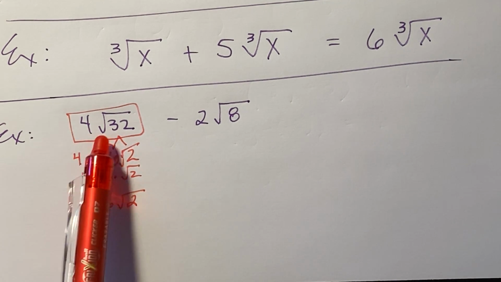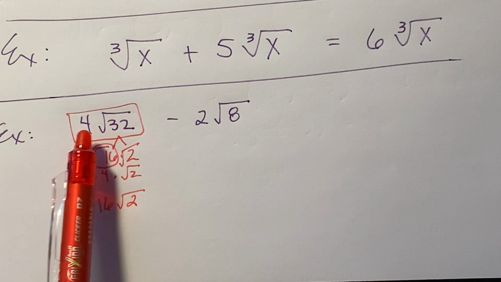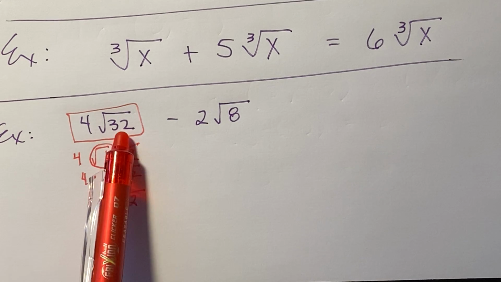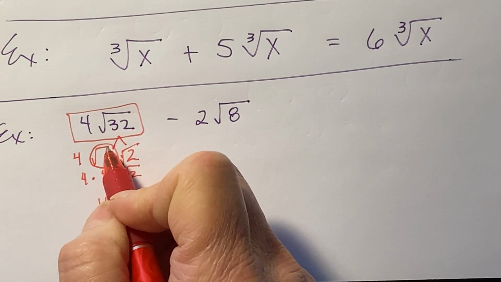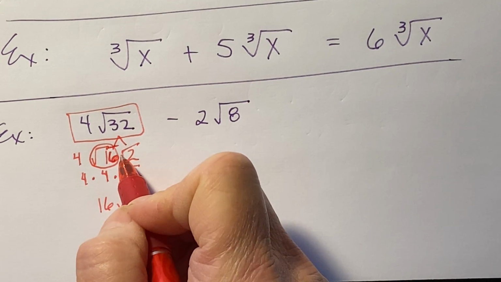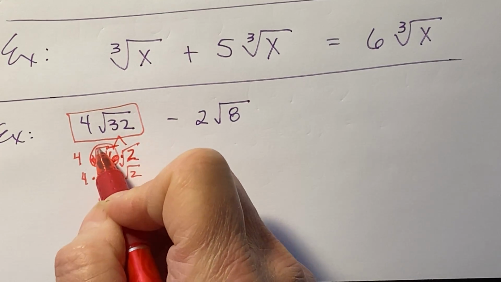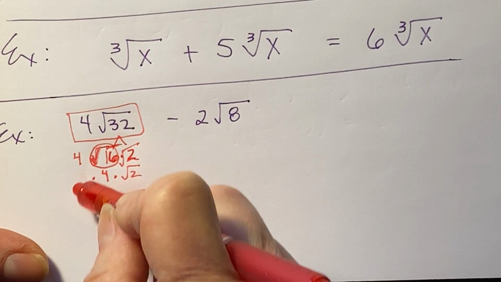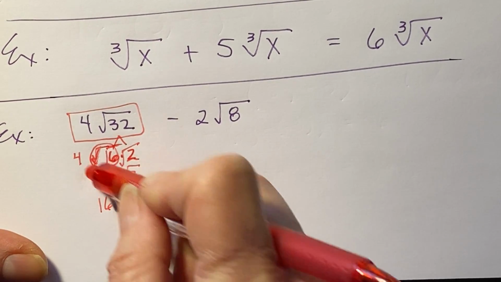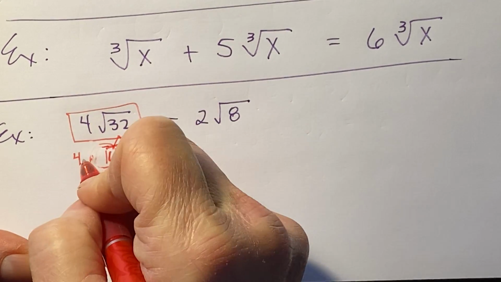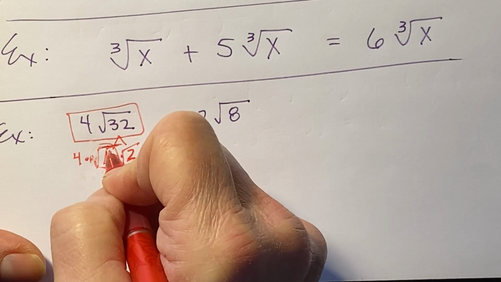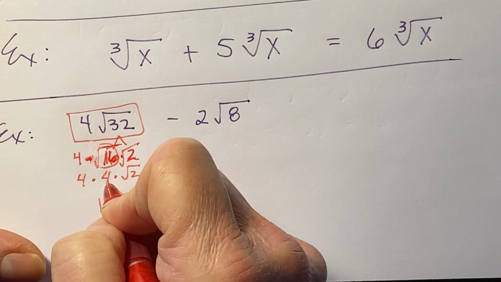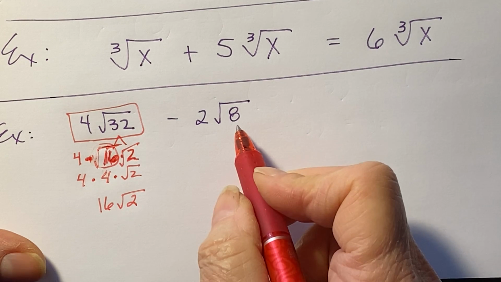That 4 is a multiple, 4 times the square root of 32. So when I simplify the square root of 32 into the 16 times the 2, the square root of 16 is 4, so I have to multiply that by that 4. Sorry, getting a little sloppy here. So 4 times 4 times the square root of 2. So let's do this over here.